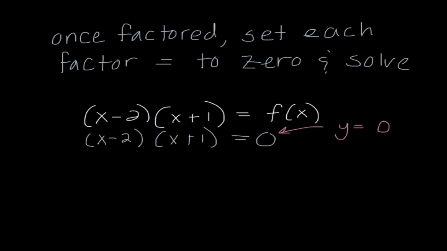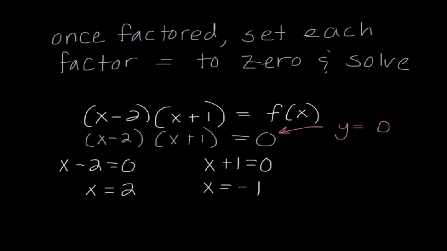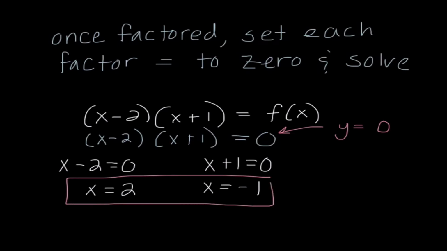If I'm multiplying two things and their product is 0, that means one of these or both of these have to equal 0 in order to get this product. So I would say x minus 2 equals 0 and x plus 1 equals 0. So I would get x equals 2 and x equals negative 1. Okay, these technically are our answers.